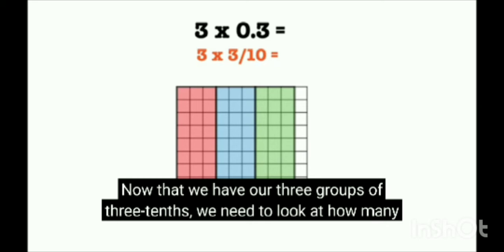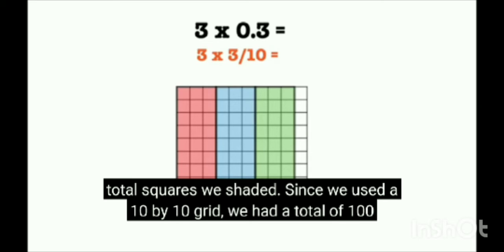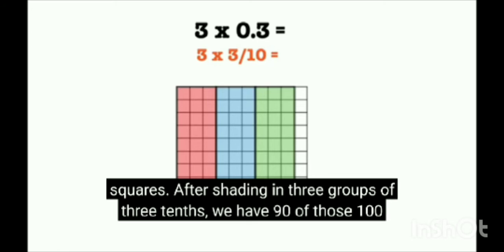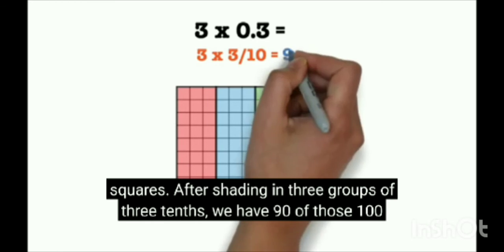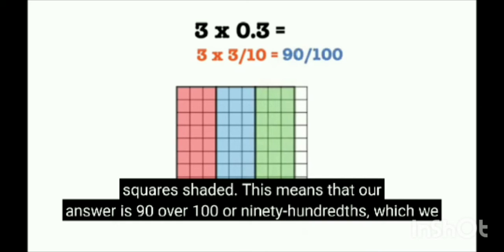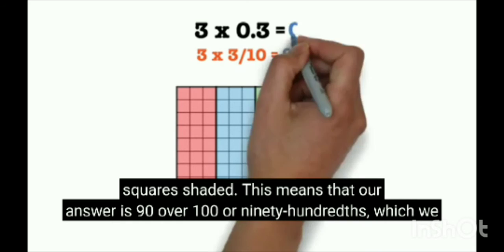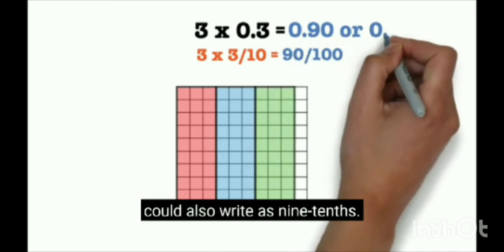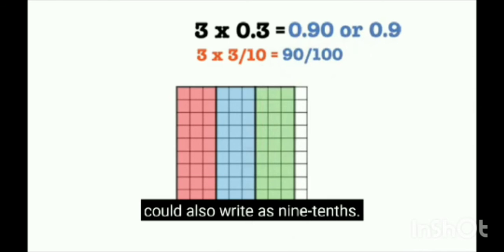Now that we have our 3 groups of 3/10, we need to look at how many total squares we shaded. Since we used a 10 by 10 grid, we had a total of 100 squares. After shading in 3 groups of 3/10, we have 90 of those 100 squares shaded. This means that our answer is 90 over 100, or 90 hundredths, which we can also write as 9/10.